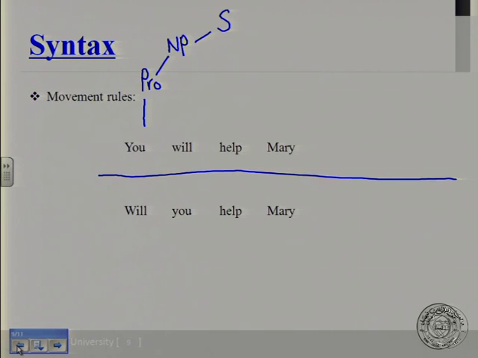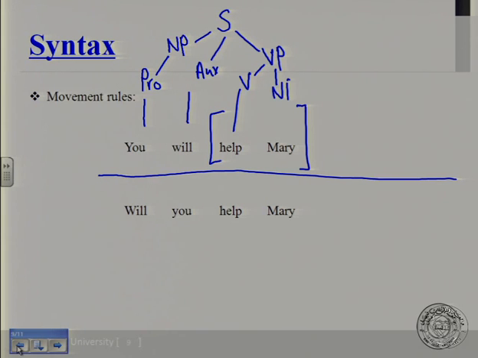Yes, this is the diagram here, the first sentence. So this sentence consists of a noun phrase. The first part of the noun phrase is pro, which means "you." Now the second part of the sentence is "will," and "will" is considered an auxiliary verb. Here we have this part which consists of a verb and the noun, so it is considered a verb phrase. But here we have a verb, "help," and we have "Mary," which is considered a noun phrase, and this noun phrase is a proper noun.